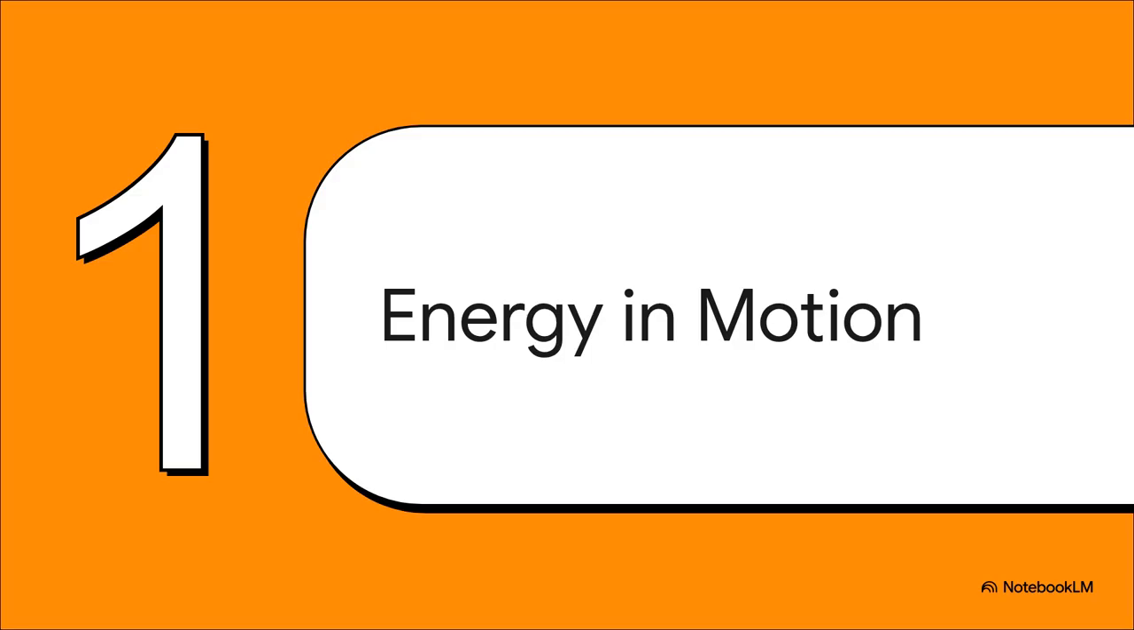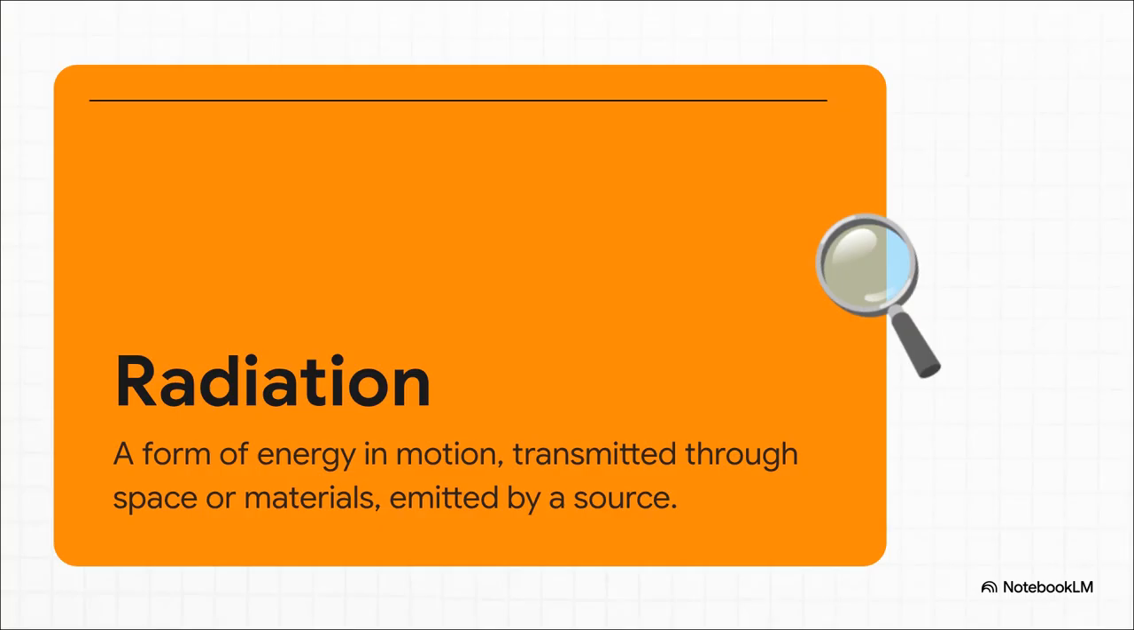Let's tackle that first. When we talk about radiation, what are we really talking about? Well, the simplest way to picture it is just energy on the move. Think about it like this. Radiation is just energy that's traveling from one place to another. It's shot out from a source, could be the sun, could be an X-ray tube, and it moves through space or even through things. It's the effect, it's the wave, it's the thing that's actually doing the traveling.